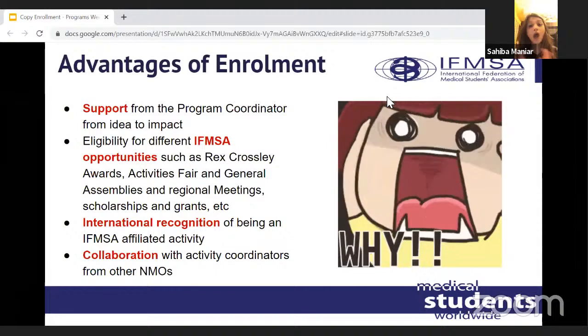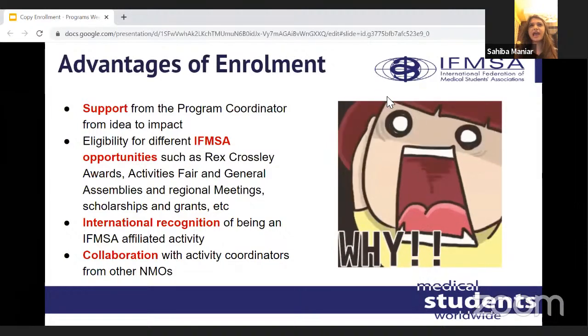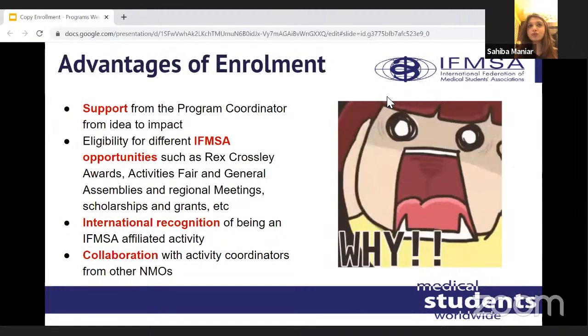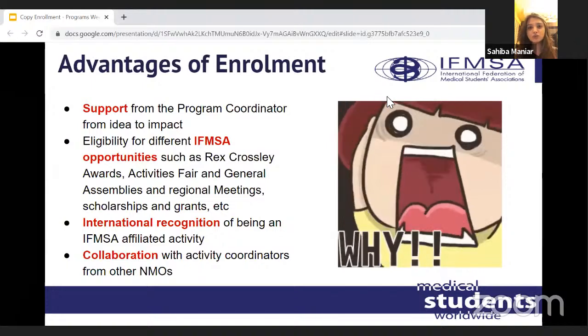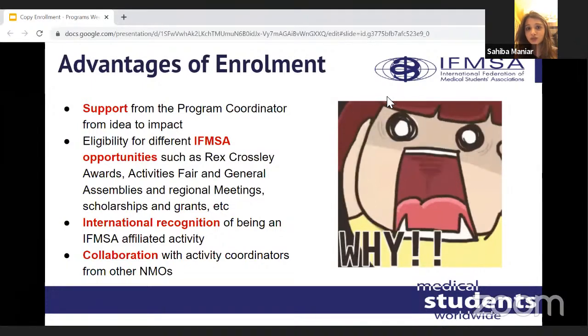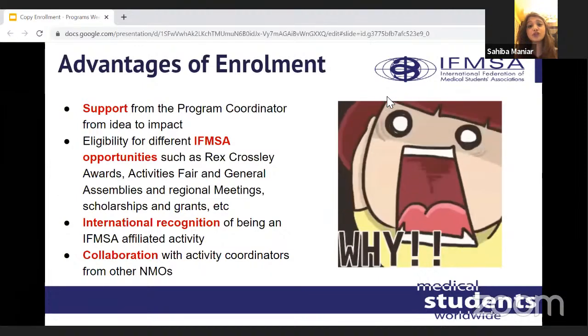Yes. And why must you enroll your activity? A very, very commonly asked question, and something which even I did not understand the purpose of. Why should I go through it? IFMSA gets to understand what we are doing locally, what we are doing nationally, and what we are doing regionally. But what are you going to gain with every enrollment that you do?